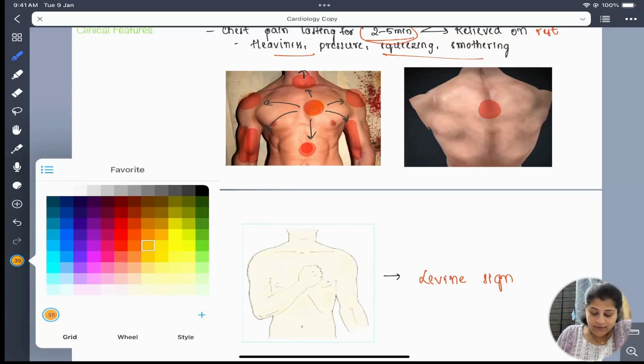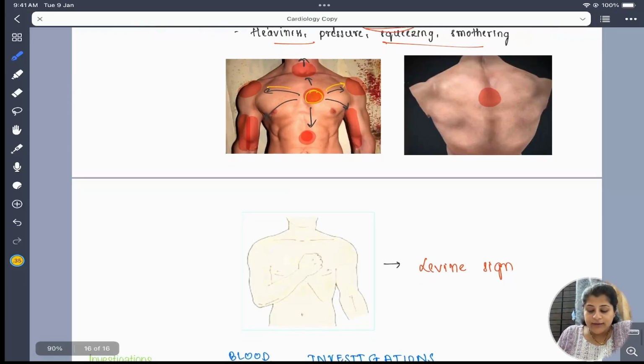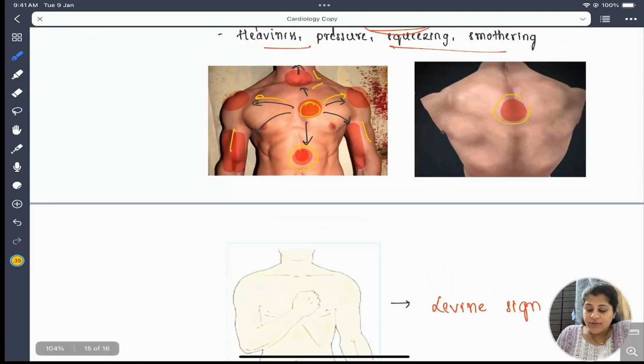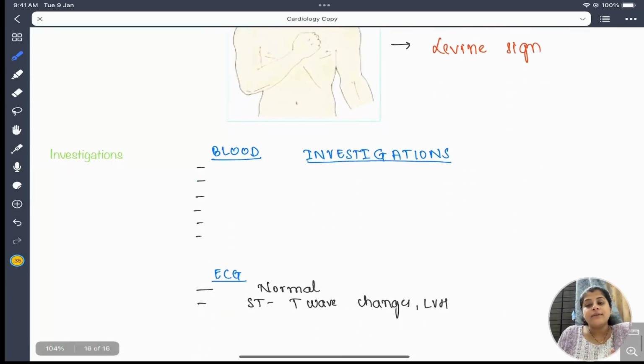I'll use yellow color. Now, this chest pain can radiate to left or right arm, right shoulder. It can radiate to arm. It can radiate to neck, and it can radiate to jaw. It can also radiate to epigastrium. If you see behind, it can also radiate to interscapular area. Okay, there is a chest pain, exertional chest pain, which is radiating to shoulder or arms or neck or epigastrium or interscapular area. They might also have Levine sign.